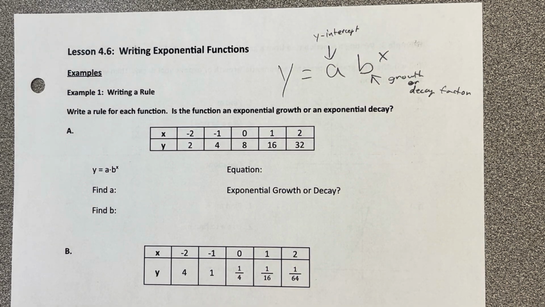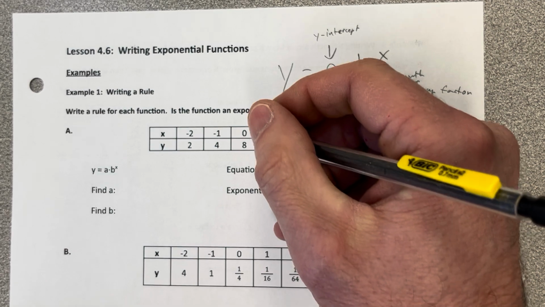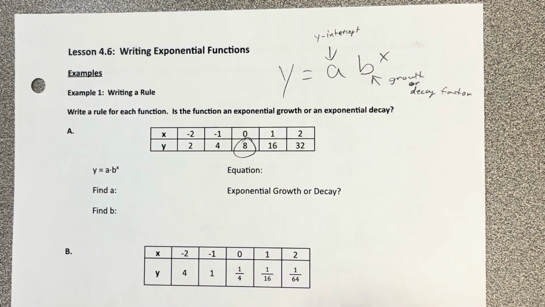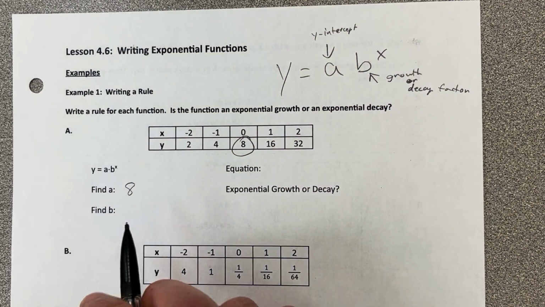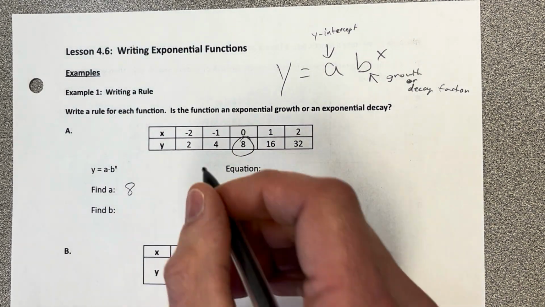to write an equation. So it says write a rule. If it says to write a rule, that's just an equation. And then they also want to know, is the function growth or decay? All right. So A is the y-intercept. Well, class, if you recall the y-intercept, the x value is 0. To be on the y-axis, your x value is going to be 0. So our y-intercept is right there. So A is 8.